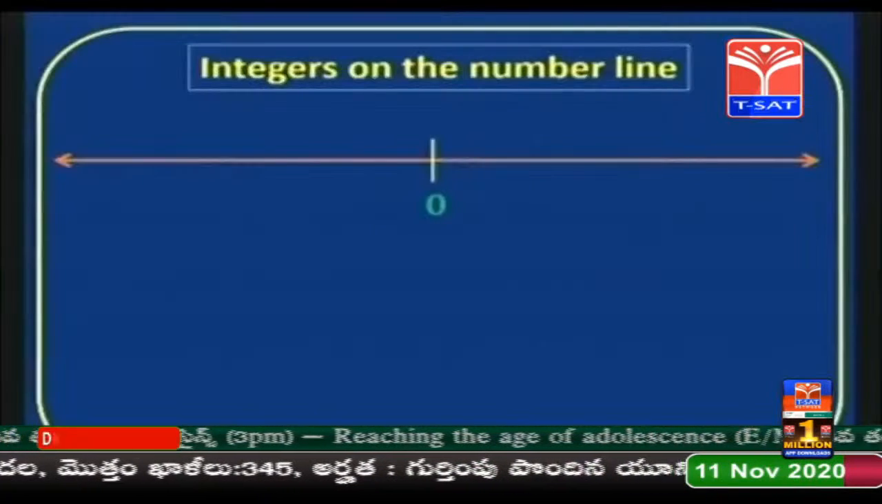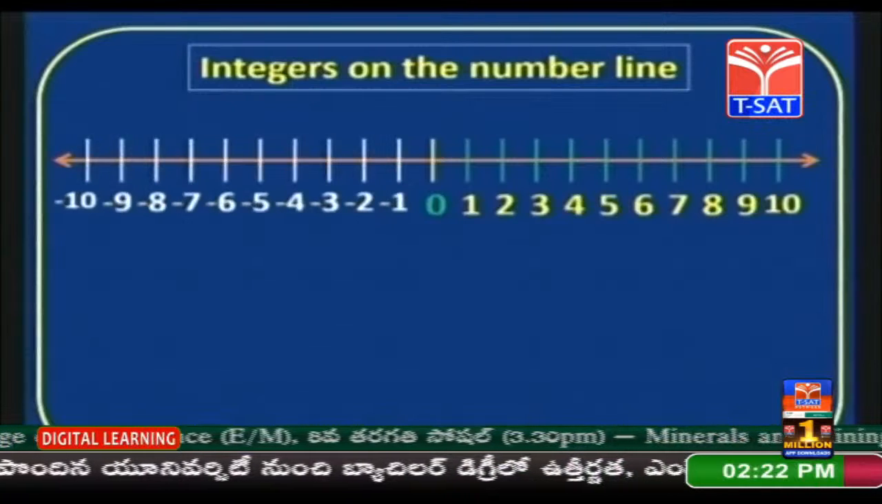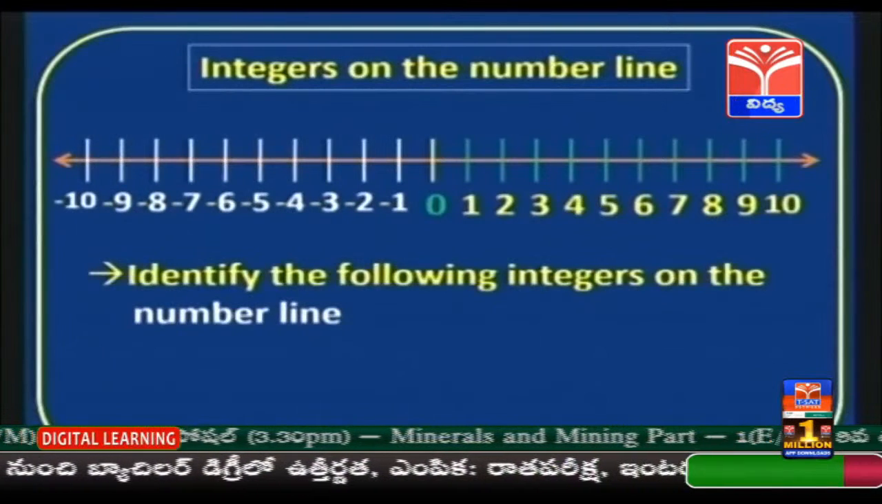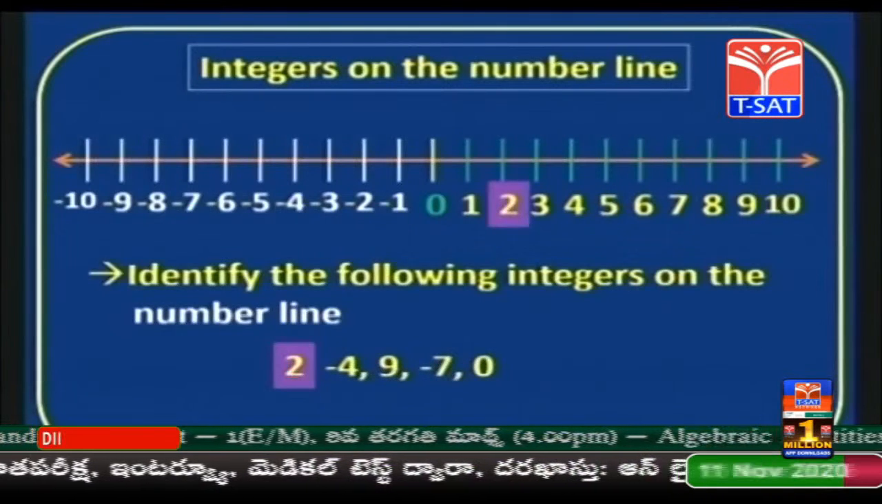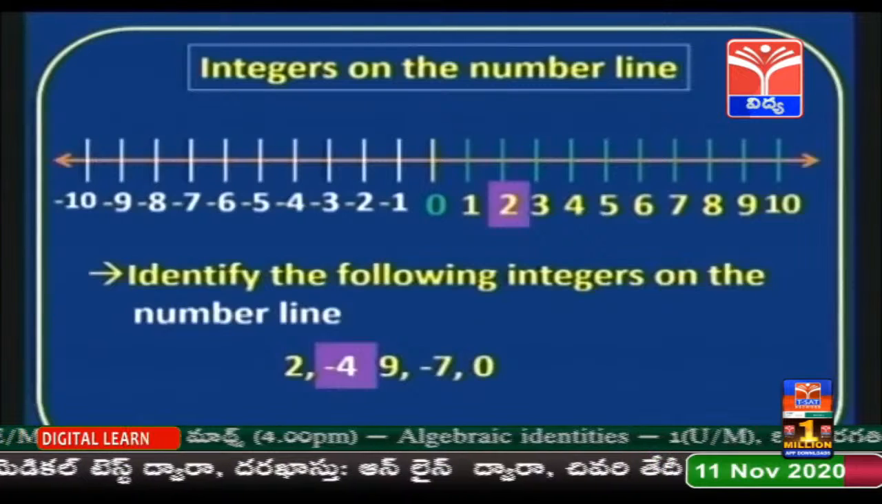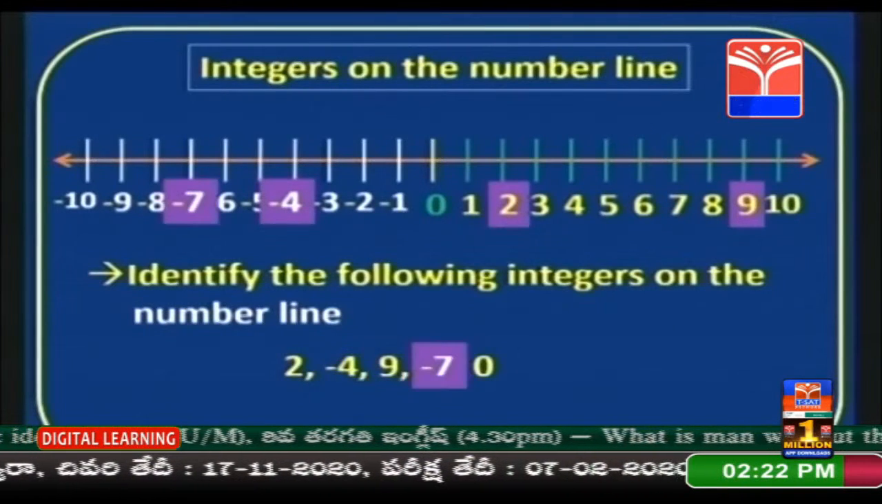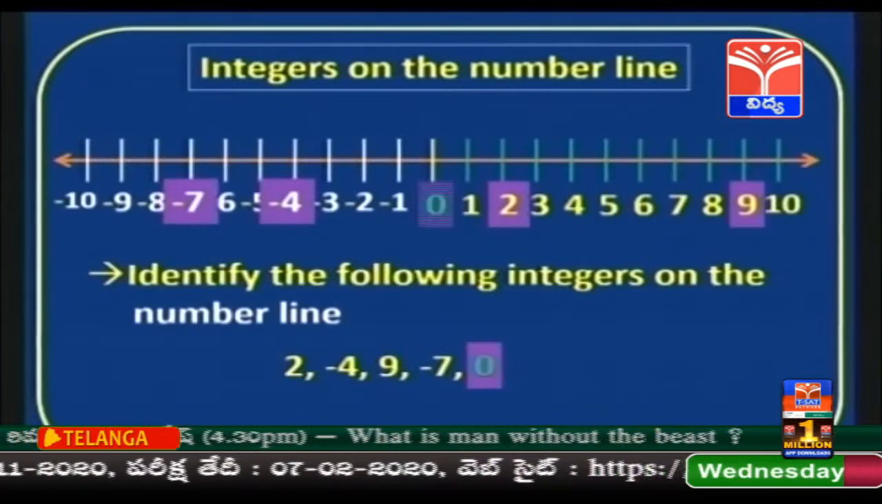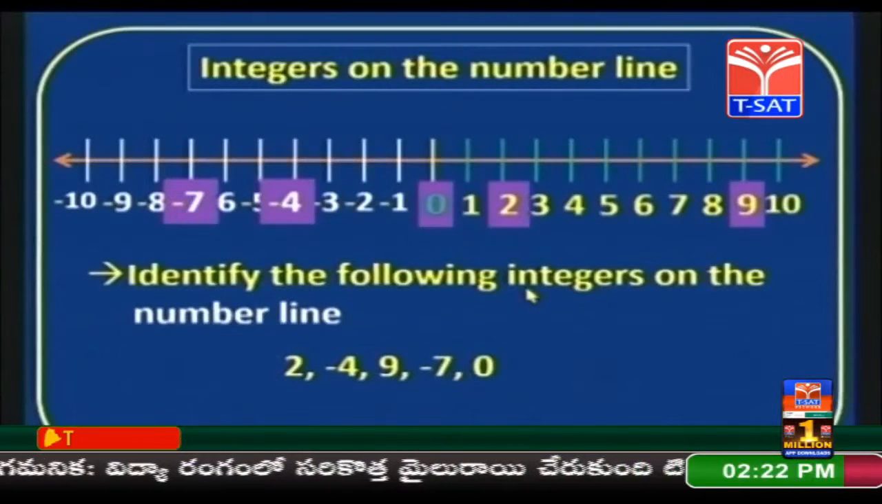Children, I am taking a number line here. From 0, to the right side are positive numbers, to the left side are negative numbers. Now let us identify the following integers on the number line. First is 2, yes. Next, minus 4, yes. Next 9, next minus 7, next 0. Children, like this you have to identify integers on the number line. If you are able to identify integers on the number line, you can add and subtract integers using the rules.